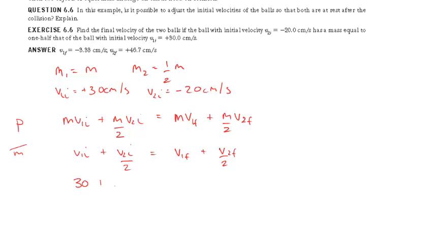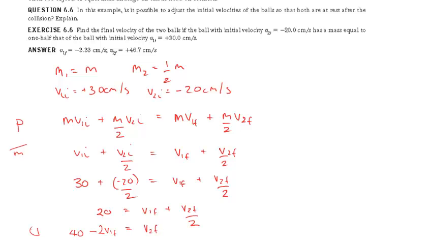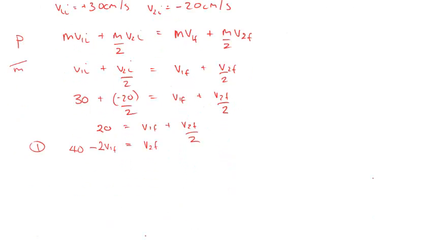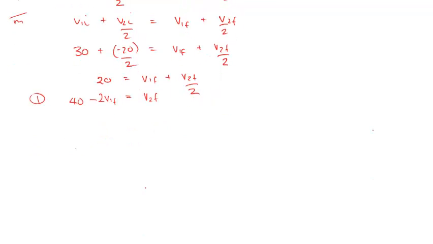We actually have values for most of this, so let's put them in. 30 plus (minus 20) over 2 is equal to v1f plus v2f over 2. So minus 20 over 2 is the same as minus 10. 30 minus 10 gives you 20, which is equal to v1f plus v2f over 2. So what I'm going to do is rearrange this: 40 minus 2 times v1f is equal to v2f, and call that equation 1. That equation is going to be used to substitute into our kinetic energy equation.